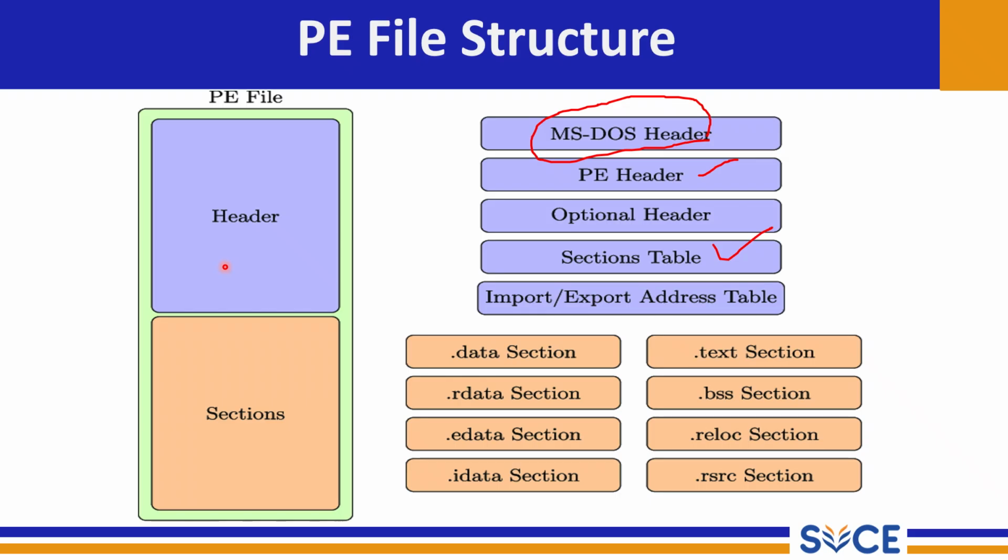Okay, and under the sections, we have the .data or .rdata section, .edata section, .idata section, and .text section. There are so many sections available. We most probably won't use all of them, but in some cases we'll be using only a few of these sections. Okay, so this is about the PE file structure.